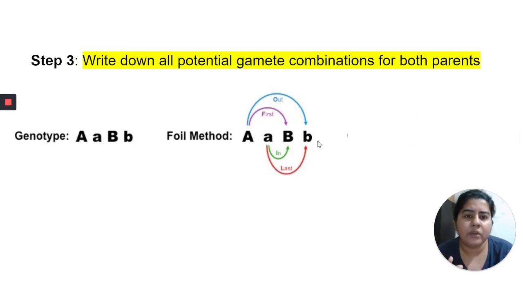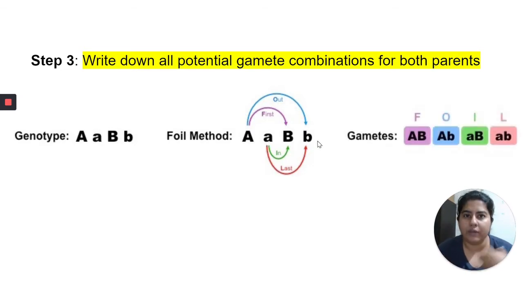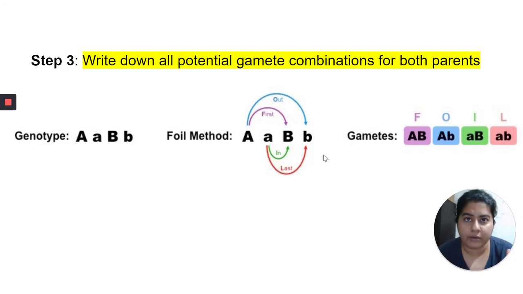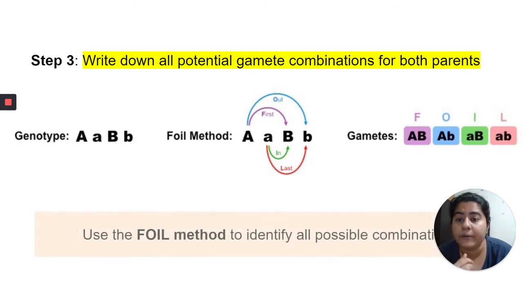So this is not something that you will find very difficult, but FOIL is one way to remind you in case in the examination you tend to forget. First, then out, then in, and then last. Okay, pair them up. And remember, don't pair capital A with small a and capital B with small b, because independent assortment will happen and alleles have to separate in gamete formation because homologous pairs separate. So use the FOIL method to find out all the potential gametes in step 3.